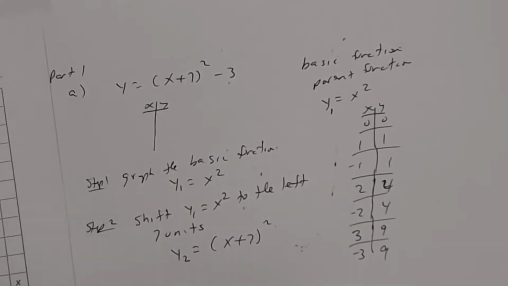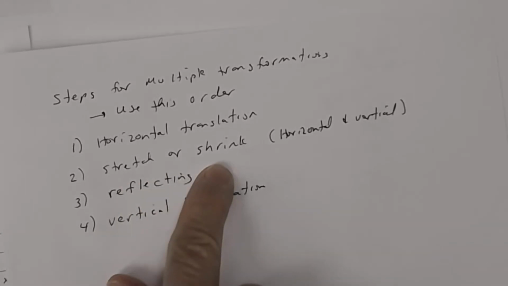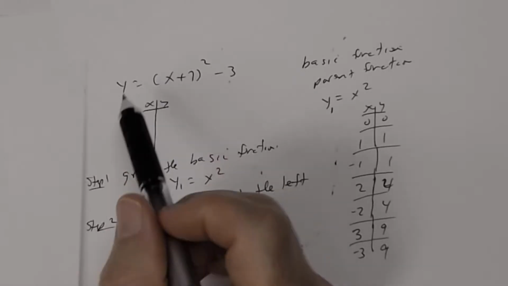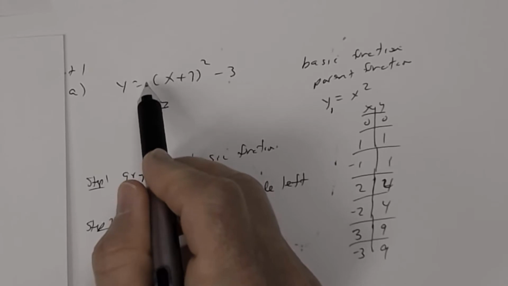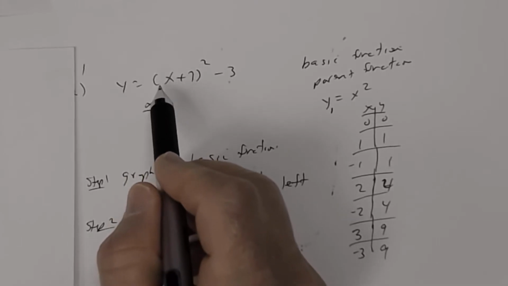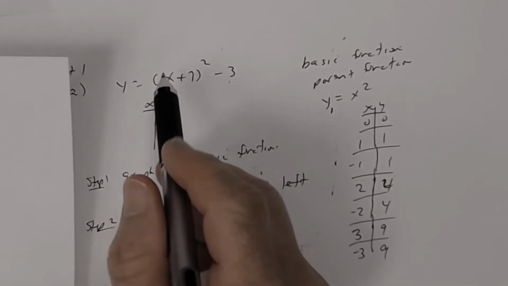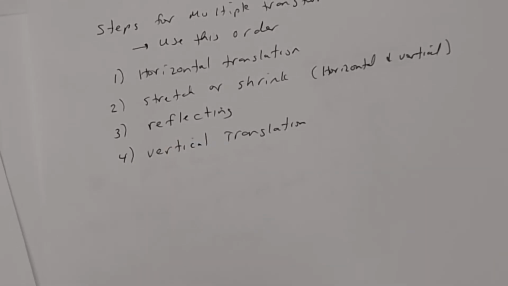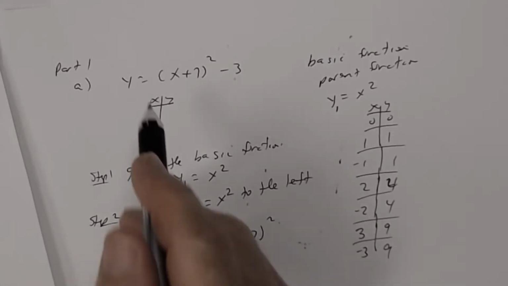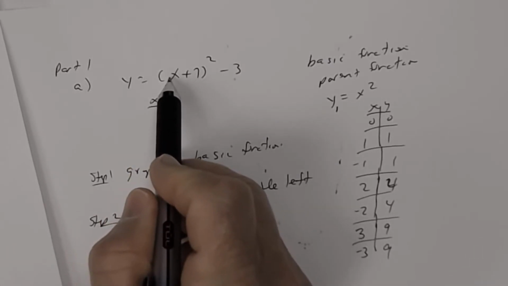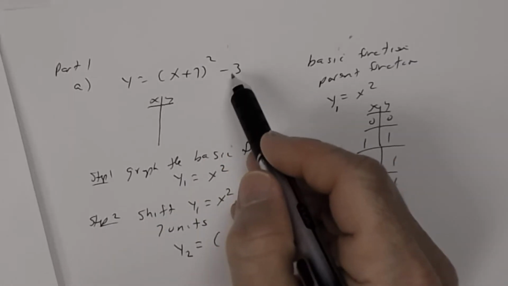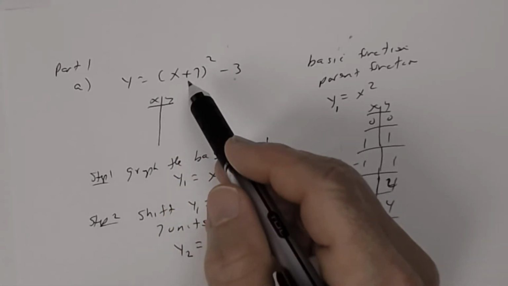So notice I don't have any stretch or shrink, right? And the reason is because the coefficient out here is 1 and the coefficient of x is 1. So I don't have any stretching or shrinking. I don't have any reflecting because you don't see a negative and you don't see a negative. Okay? But you do have a vertical translation because you do have something on the outside of this function.